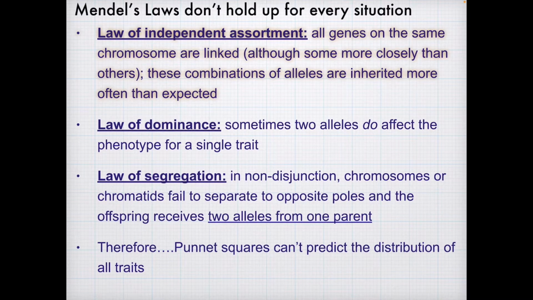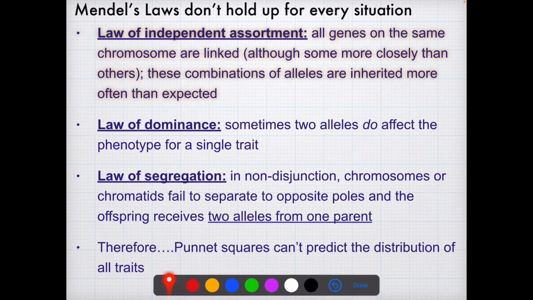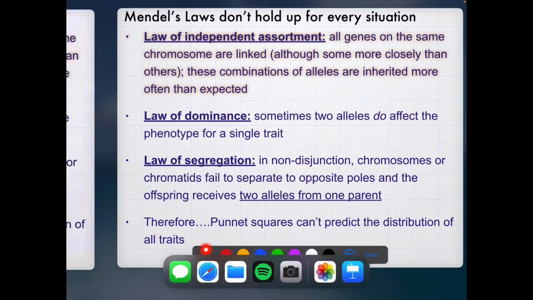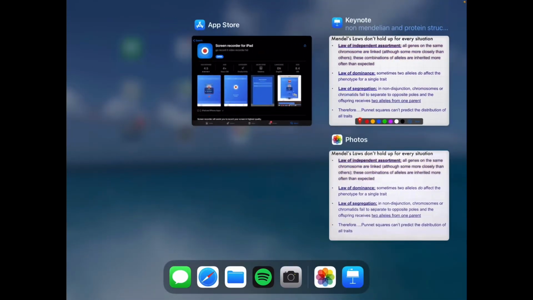First, we'll talk about the law of dominance. And this normally, when it follows Mendel's laws, means that there will be two alleles for a single trait, and one will be fully dominant and one will be fully recessive, and the recessive allele will only be demonstrated in the phenotype, or observable in the phenotype, when the individual has a homozygous genotype.